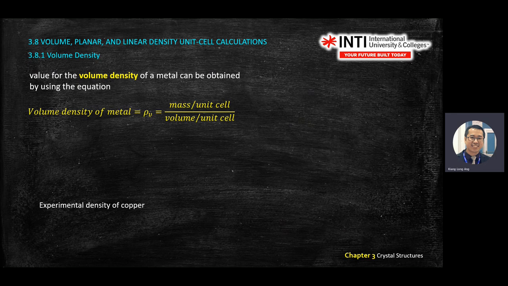What is important? We come to volume density. Density is mass divided by volume, right? So the volume density of a metal is given by the mass per unit cell divided by the volume per unit cell. Now you know how to calculate volume already. At least you know how to calculate for BCC and FCC. These two are very popular. So you know the relationship between A and R for the volume.